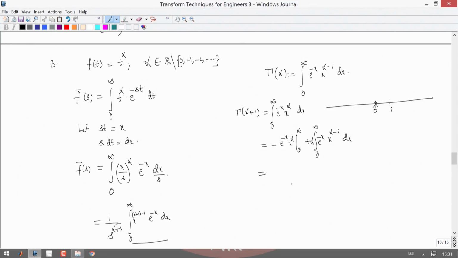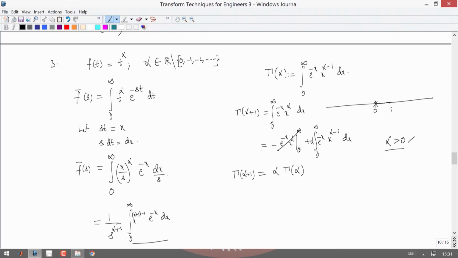So if alpha is, let us say, any number, let us choose alpha positive. If alpha is positive, this quantity is 0. So you end up with this, which is the definition of gamma alpha. This is what is true here.